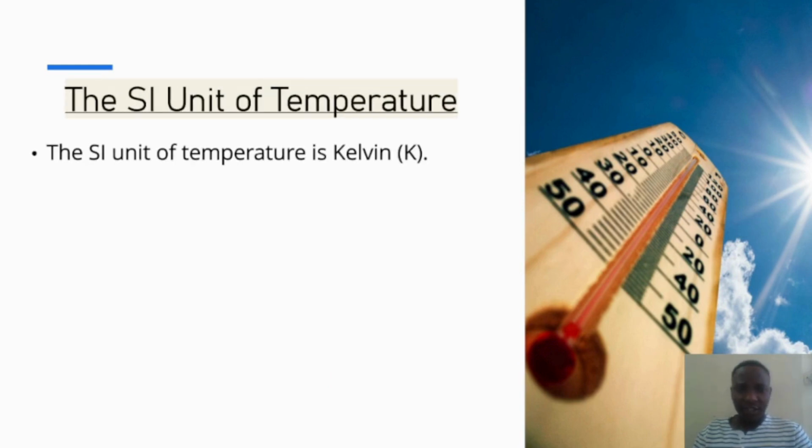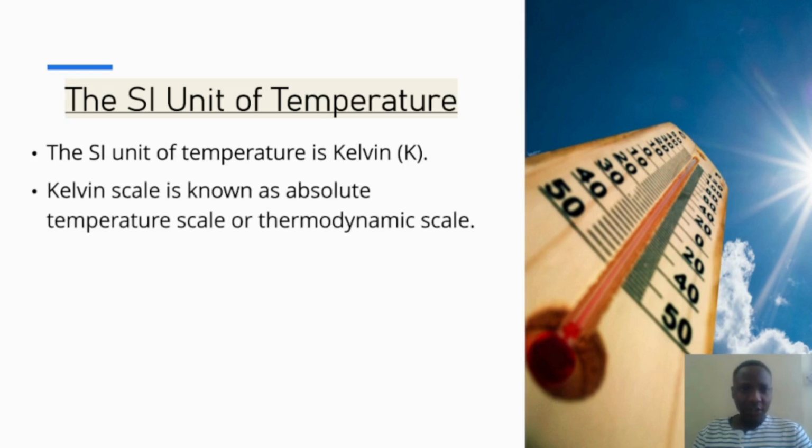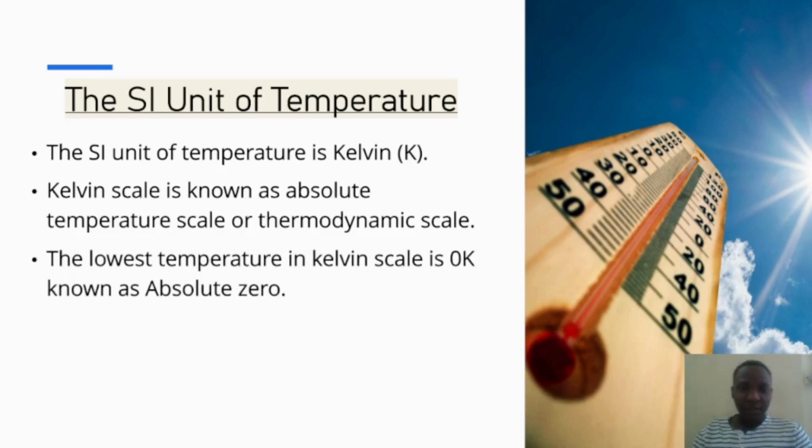The SI unit of temperature is Kelvin. The Kelvin scale is known as the absolute temperature scale or the thermodynamic scale. The lowest temperature on the Kelvin scale is 0 Kelvin, also known as absolute zero. So the SI unit of temperature is Kelvin, and temperatures can be measured using this scale. When the temperature on the Kelvin scale is 0 Kelvin, we call it absolute zero.